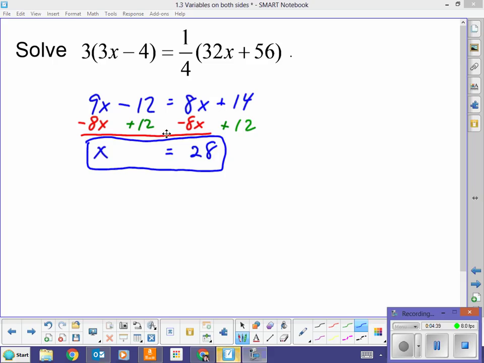You can show that as two separate steps. You can simplify the first step and then show adding of 12 on the next step. But nothing we did in the first step would affect the second step anyway, so I'm allowed to kind of do it this way.